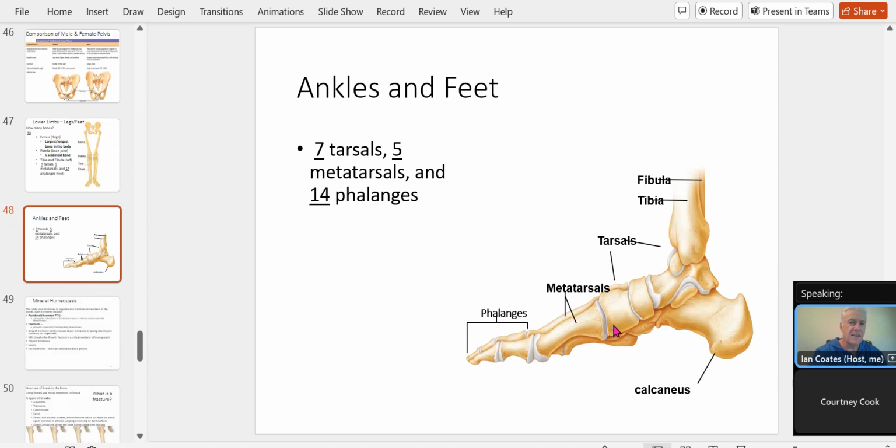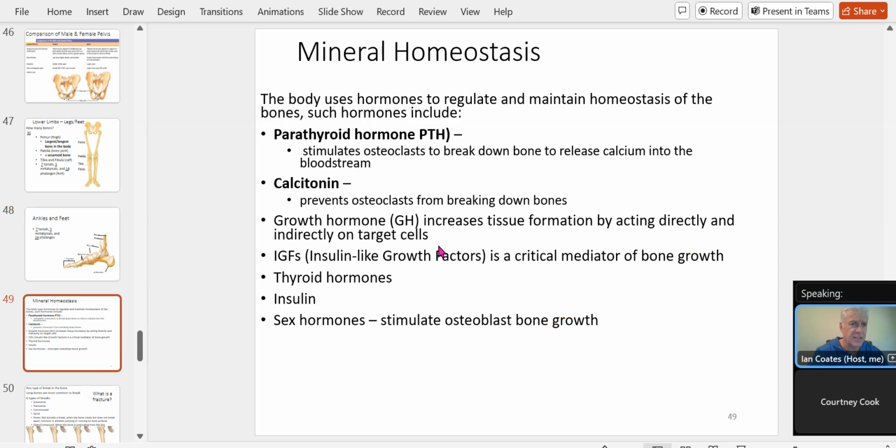Ankle and the feet there. And again, the whole idea there is that these are your tarsals, ankle, metatarsals, and then your phalanges. I'm not going to go into anything crazy there other than I just love the word calcaneus. You'll see it again. That's your heel, calcaneus. Okay? 7 tarsals, 5 metatarsals, 14 phalanges. Good.